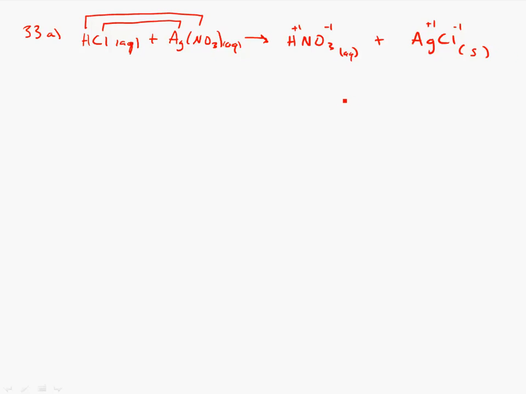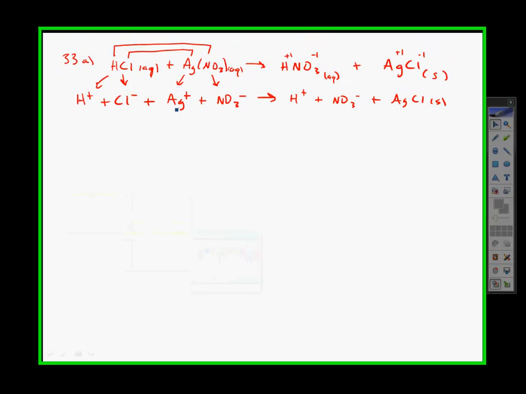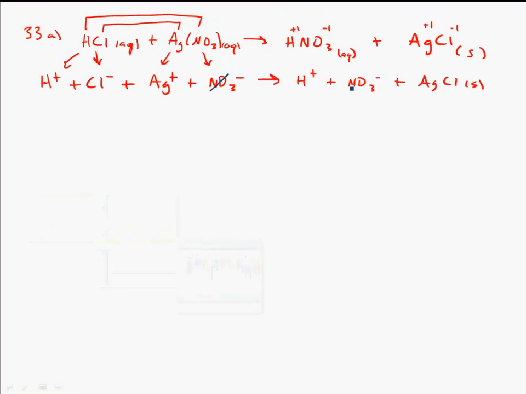Now, number 33 wants the net ionic equation. Once you get good enough at these, you can just look and kind of tell what your net ionic equation is going to be. I'm going to do the complete ionic equation just because I think it's easier to see it that way. I'm just going to break everything up, except for AgCl, because that's a solid, right? Now, the question in 33 is, which of these are the spectator ions? Which of these are the same? NO3 is the same, right? H plus is the same.